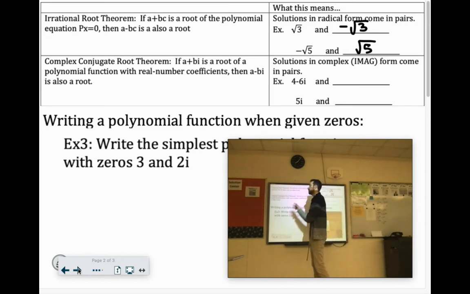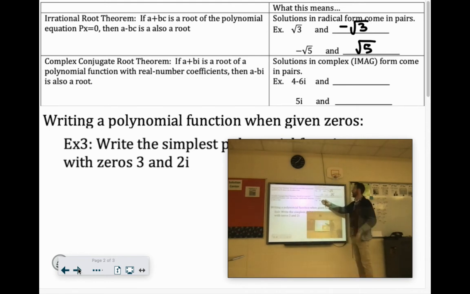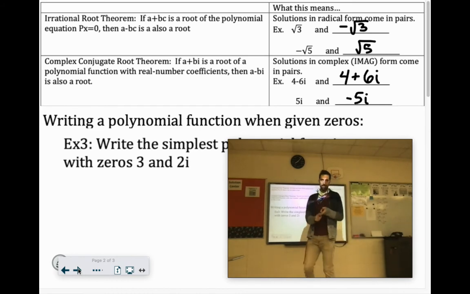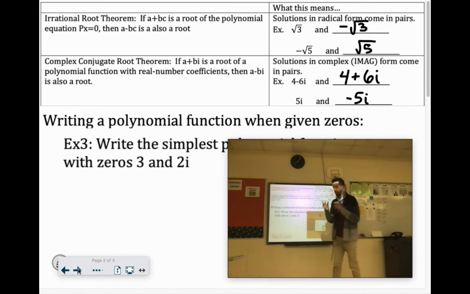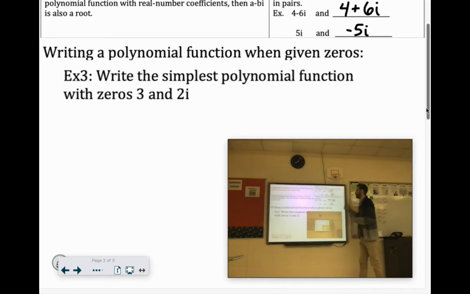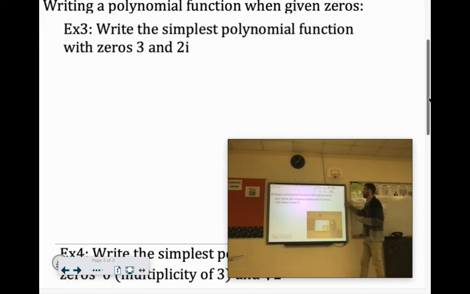Just the same thing with complex numbers, or the imaginary numbers, the i's. So if you have 4 minus 6i as a solution, that means its conjugate, 4 plus 6i, would also be a solution. So that's where it gets a little tougher. 5i and negative 5i. So the roots and the complex numbers, they have a pair of zeros with them. So positive and negative. So write the simplest polynomial function with zeros 3 and 2i.